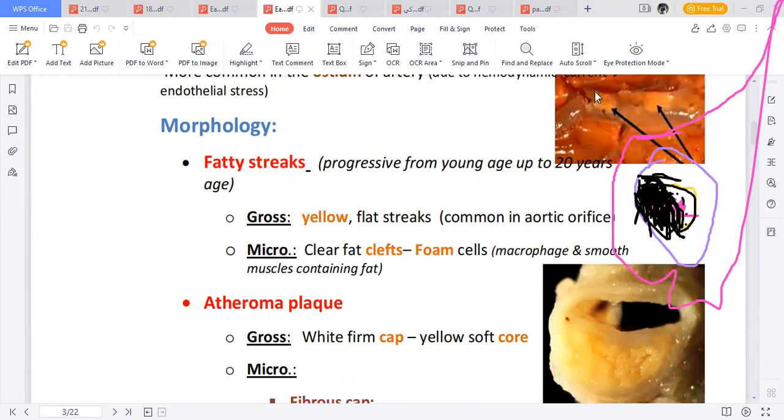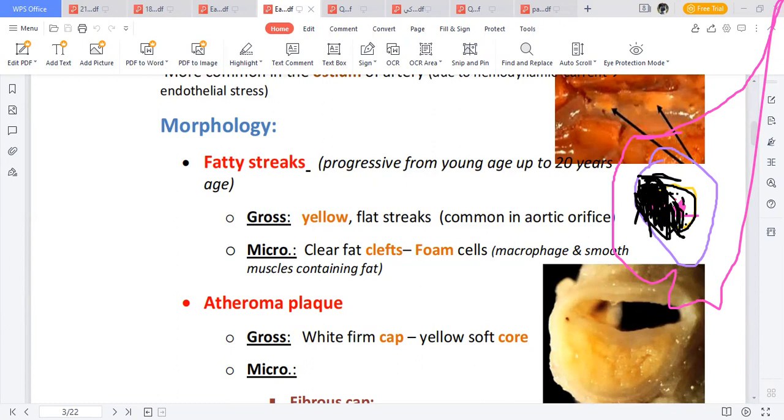What is the morphology? So at first you can see it as yellow, and it is really, really small, and it is more commonly seen in the young, not children. Let me use the word adolescents, from young people up to 20 years. That is when you see the fat streak. Remember, I told you that it will remain there at least for some time.